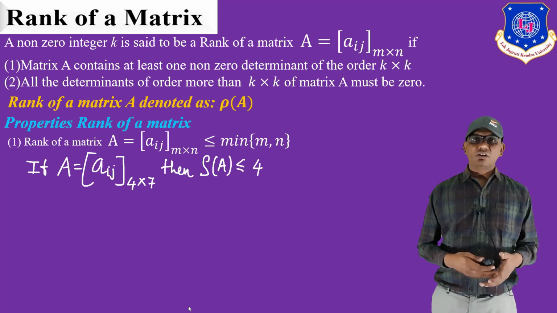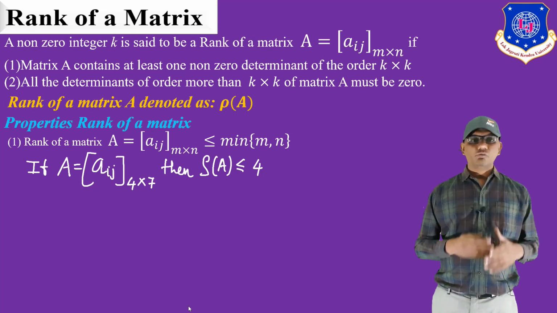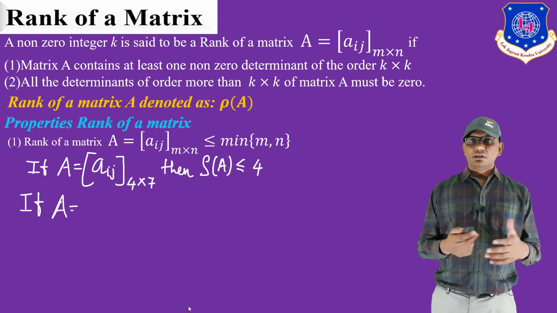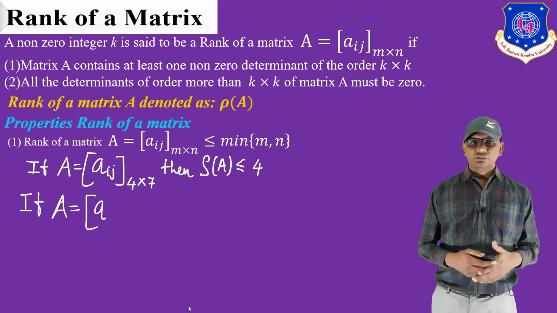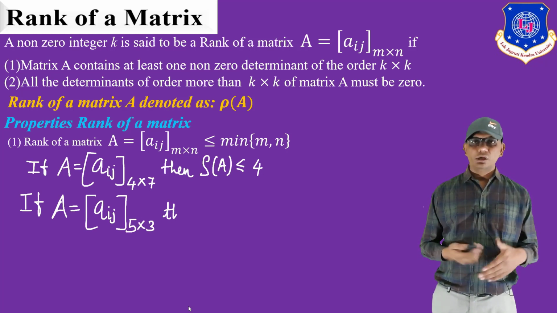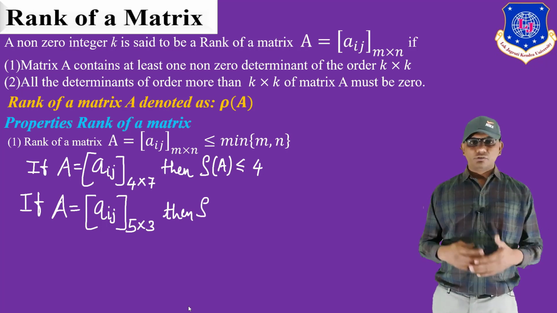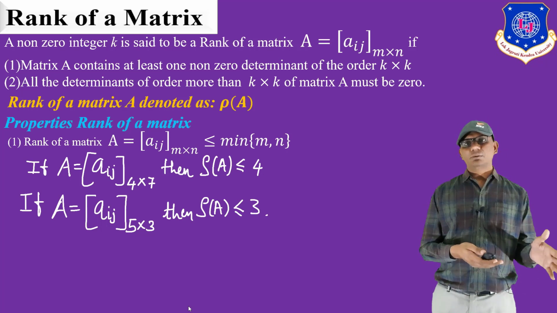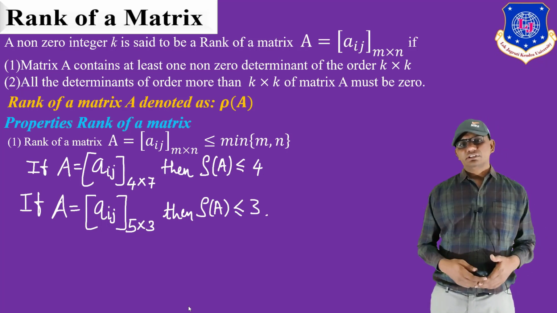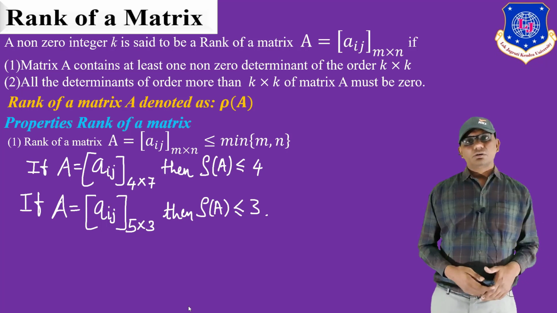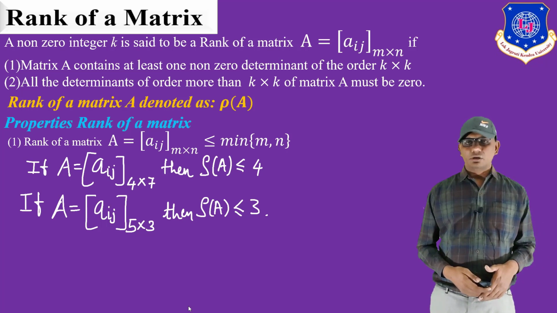That means the rank of A is less than or equal to 4, and if our matrix A is of order, suppose, 5 cross 3, that means the number of rows is bigger than the number of columns. So in this case the rank is less than or equal to the minimum of these two, that is 3. So finally this is the concept of the rank when our order of matrix is m cross n.